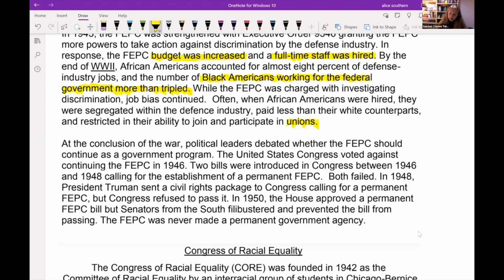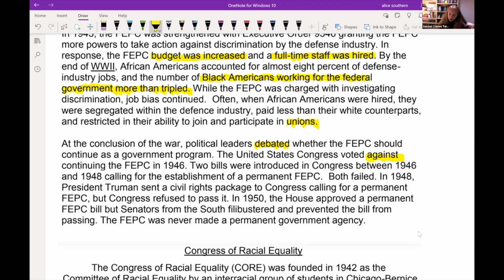So it was debated at the end of the war whether this should even continue, and they voted against it in 1946. So this is only during the war. Now you can see how that in itself would drive the civil rights movement. Okay, so from 1946, it's gone. And it's like, well, why did we have protection then and we don't now? Surely that protection should carry on into peacetime.